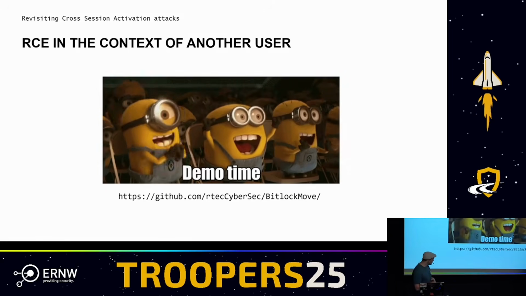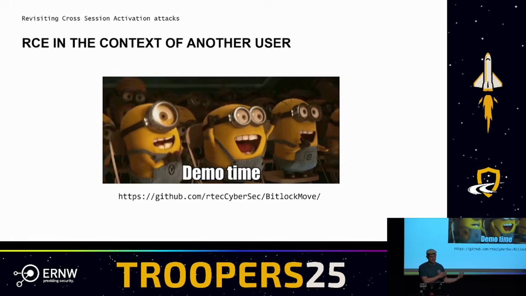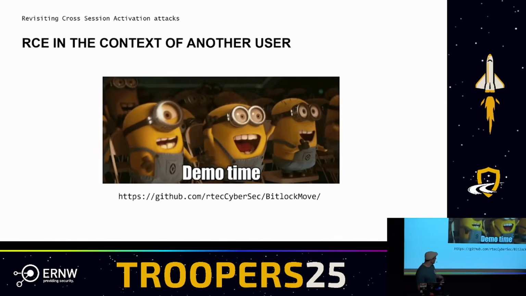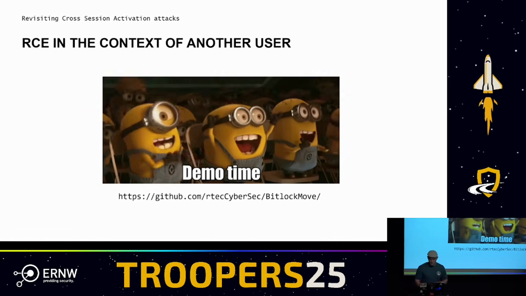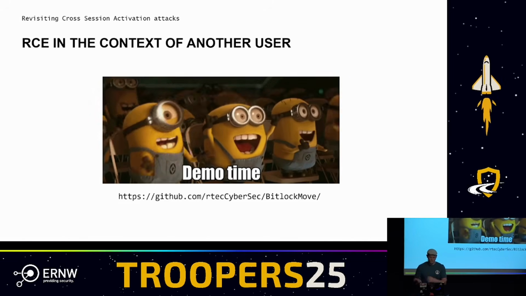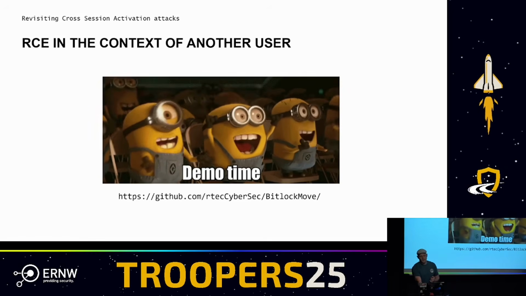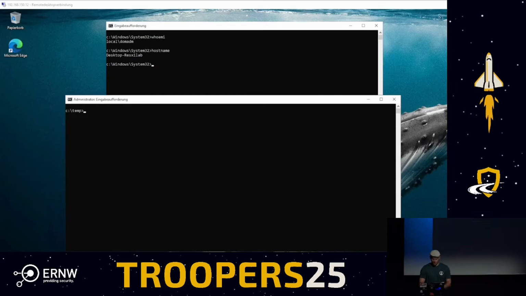A proof of concept for this whole technique will be published at this link here. The tool is called BitlockMove, because this class is related to BitLocker. It's doing something with BitLocker. So we're using something from BitLocker to get code execution in the context of a logged on user. And yeah, how does it look?